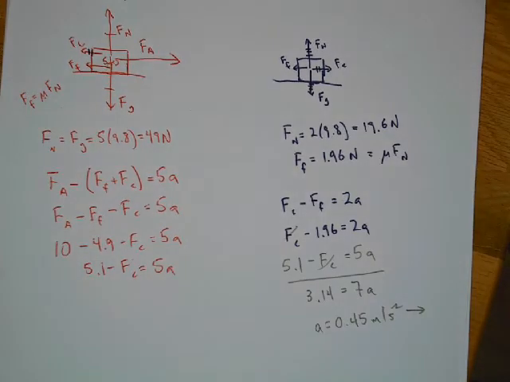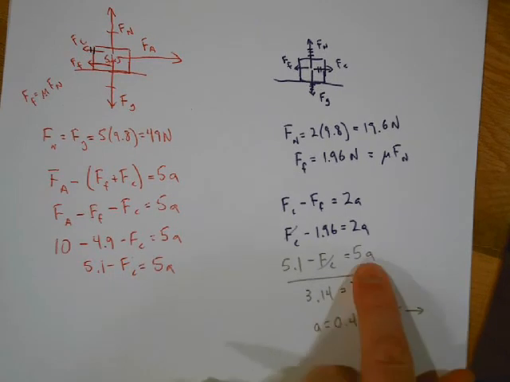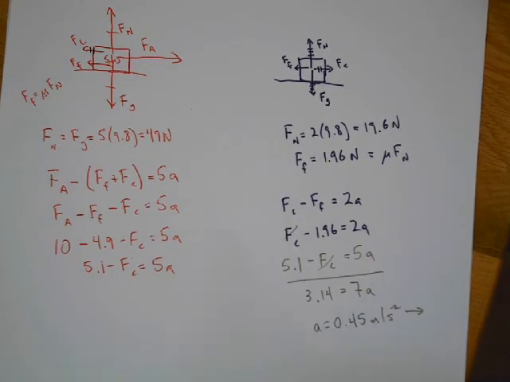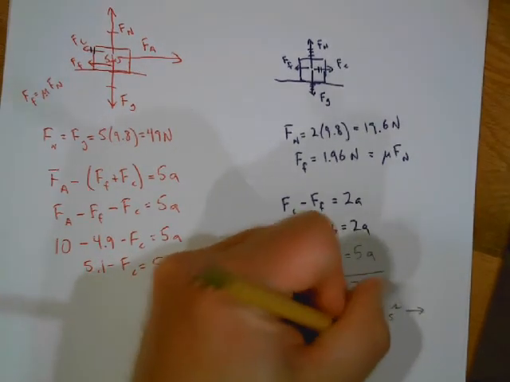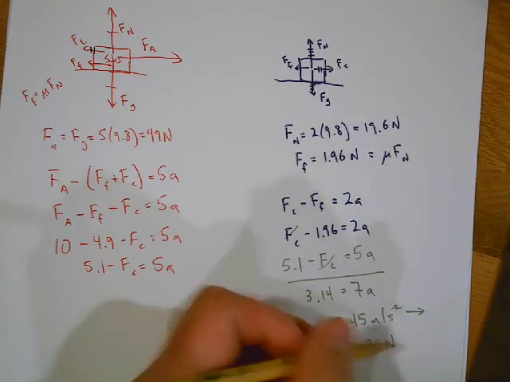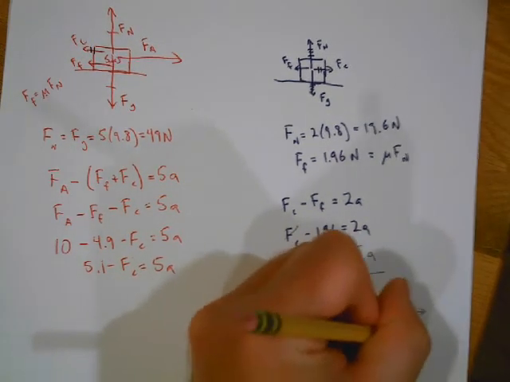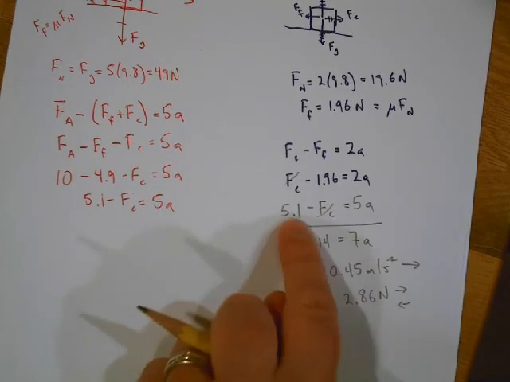Okay? And it is going to be pointing that way. All right, so there's my A. And then to solve for my Fc, I can just take this and plug it into this equation, or take this and plug it into this equation, and I should get the same thing. So let's plug it into there. So times 2 plus 1.96. So I get my contact force to be 2.86 newtons. And it depends. It's either pointing this way or this way, depending on which force we're talking about.